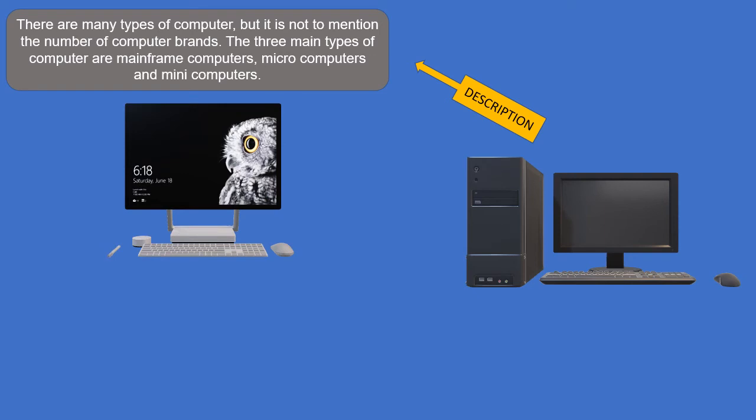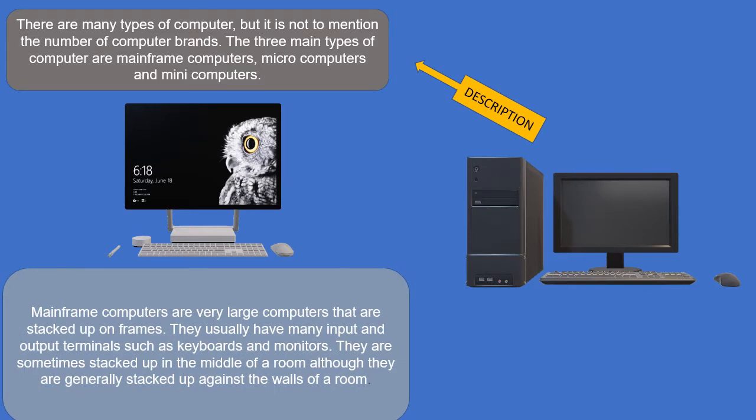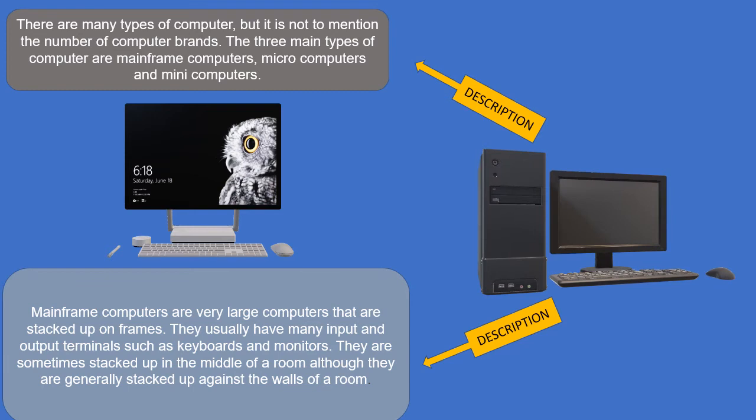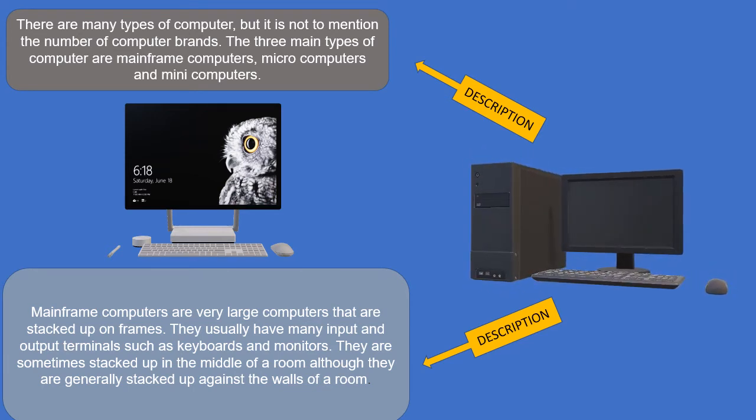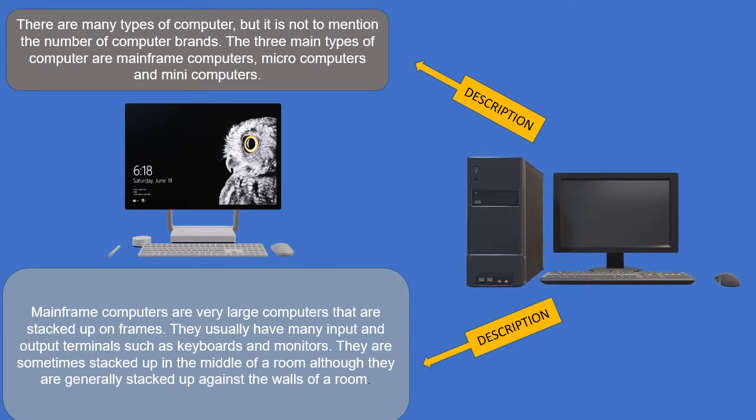Now let's go on to the next paragraph, which is still about description. Mainframe computers are very large computers that are stacked up on frames. They usually have many input and output terminals such as keyboards and monitors. They are sometimes stacked up in the middle of a room, although they are generally stacked up against the walls of a room.